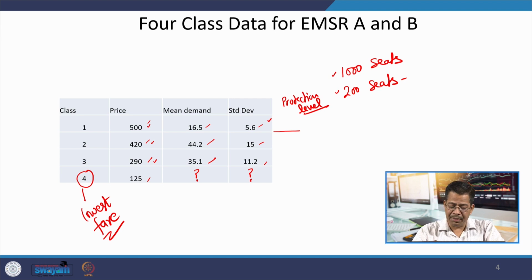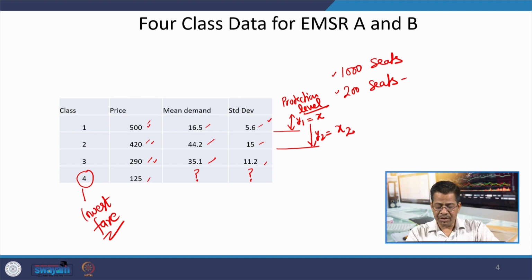The meaning of the protection level is that these many seats are available for this particular class. Y1 is the protection level, let us say Y1 equals X. So, X seats are 100% reserved for class 1. This is Y2, which is let us say X2. That means X2 seats are available for class 1 and class 2 together. This is Y3, which is X3. So, a total of X3 seats are available for class 1, class 2, class 3.